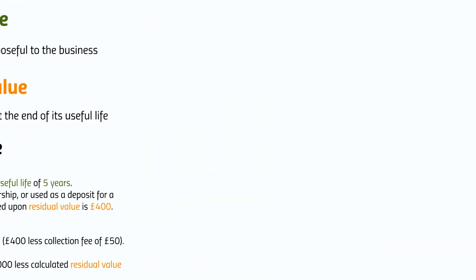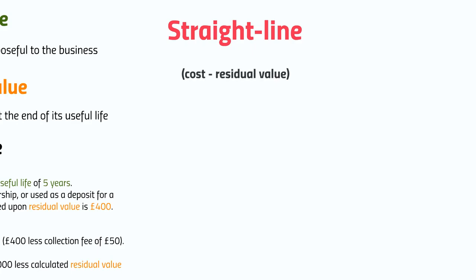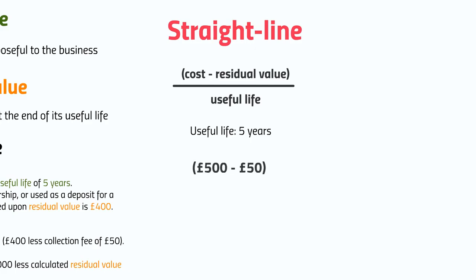So let's look at our first method of depreciation, and that is straight line depreciation. And this is just the example we looked at. So it's cost less residual value divided by useful life. So if we take an example, we'll say the useful life of an asset is 5 years. The residual value is £50 and the original cost is £500. That means when we put all that into the formula, we have 500 less 50, 450, divided by 5 years. That gives us a £90 depreciation charge per annum. Okay, so that's the basic idea behind straight line depreciation.